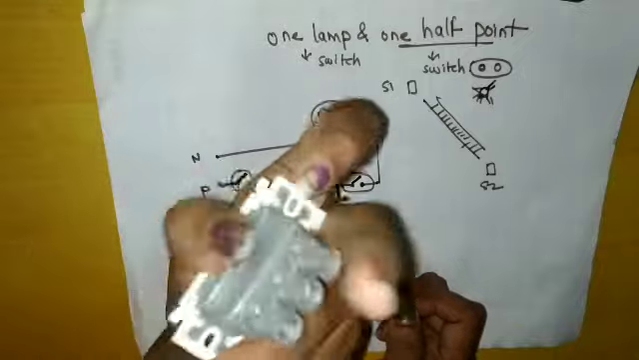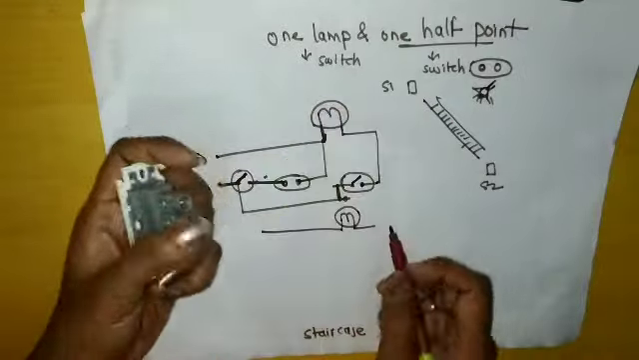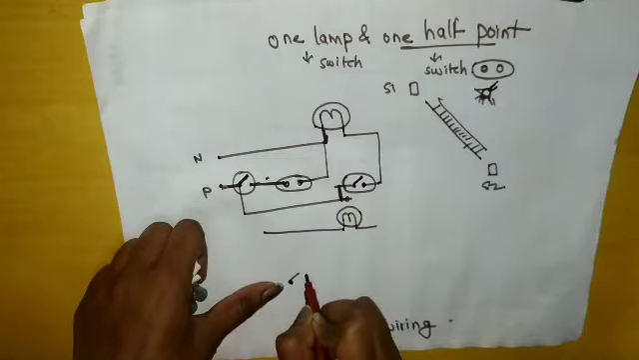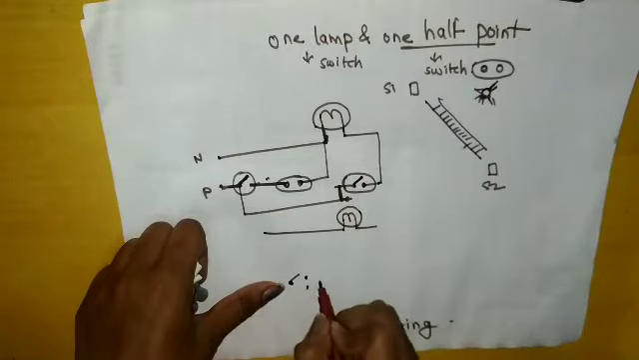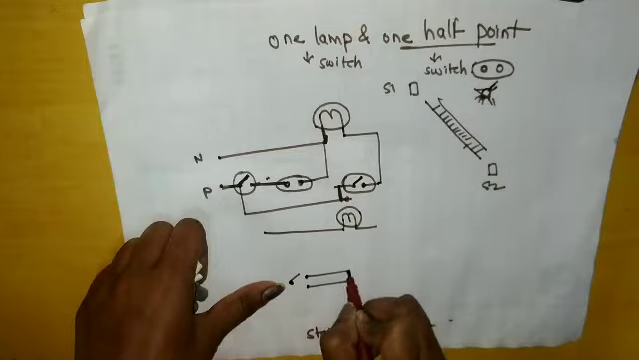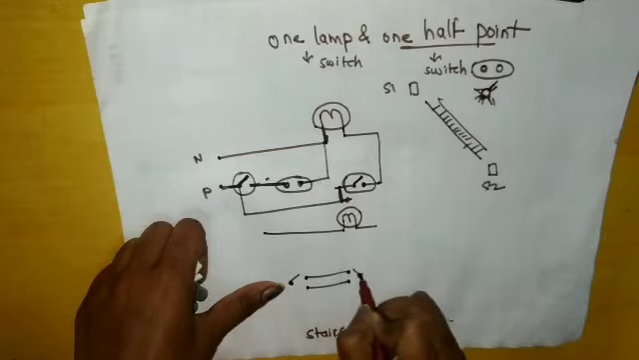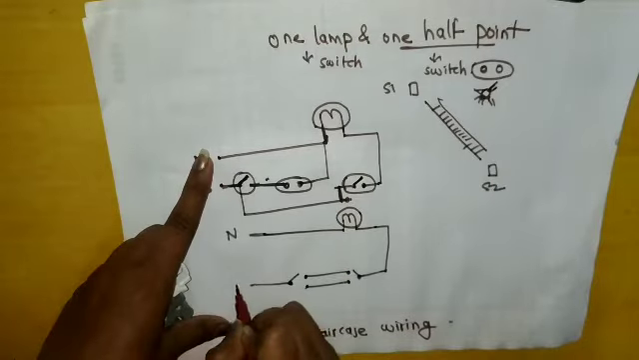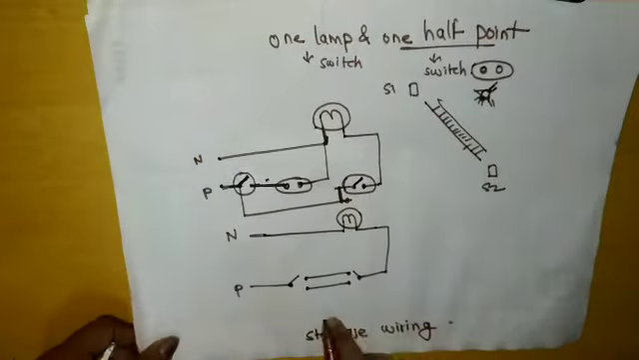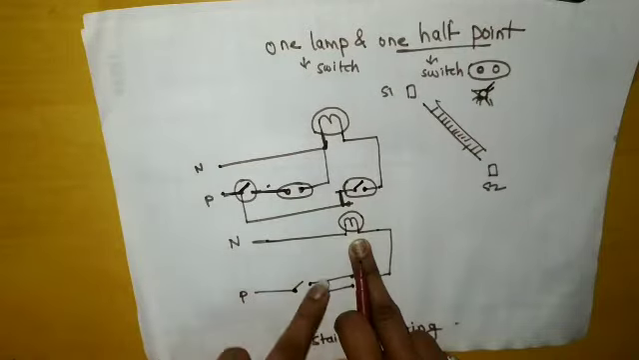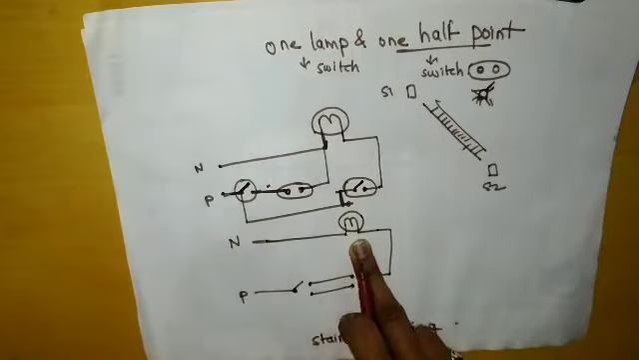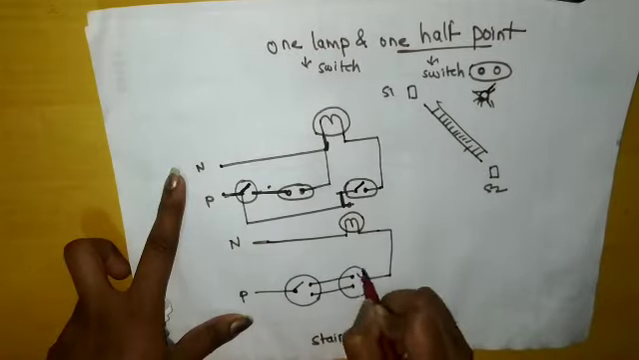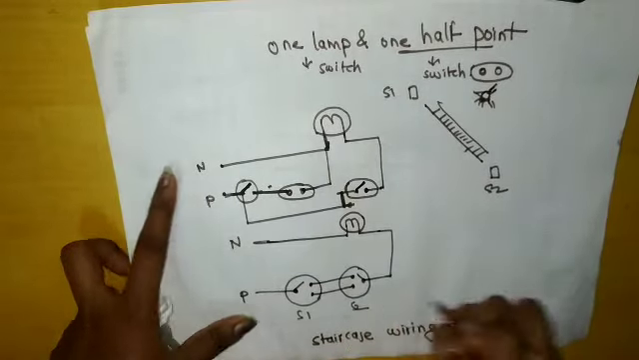It has 3 terminals, right? It has 3 points. One is common, and these are the 2 points. Now these 2 points are connected like this. So this is neutral and this is phase. What I have done here is this is our bulb, which has to be controlled by 2 different switches. This is one switch, this is the second switch, S1 and S2.